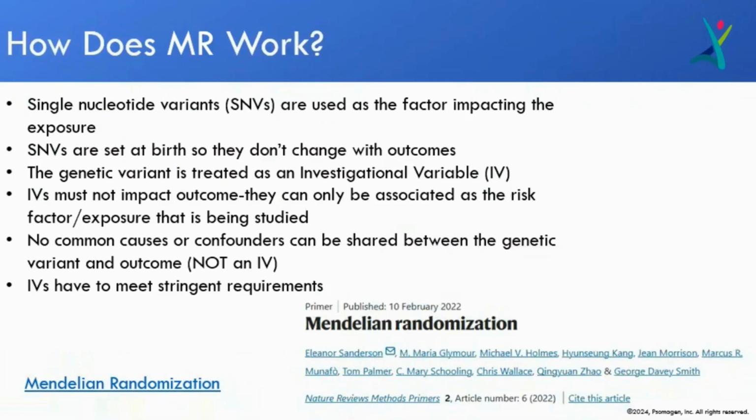How does it really work? So often single nucleotide variants, or SNPs, are used as the factor impacting the exposure. SNVs are set at birth, so they're not going to change with exposure or outcome. The genetic variant is treated as an instrumental variable, and this requires that it meets stringent guidelines. IVs must not impact the outcome. They can only be associated with the risk factor or the exposure that's being studied. They also can't share a common cause, or they violate the definition of an instrumental variable.